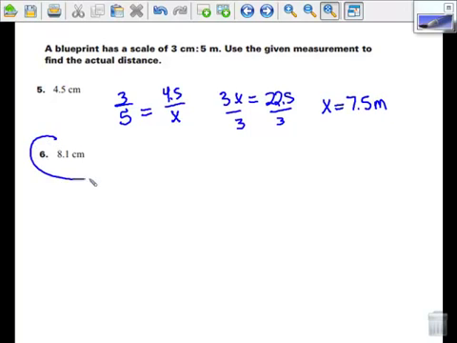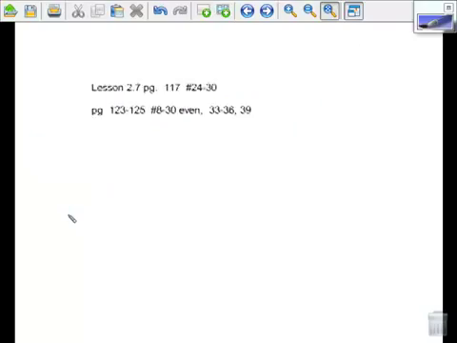And again, just like with the earlier problem, I want you to go ahead and come in with this example 6 completed. I want to know how many meters according to this scale if you have 8.1 centimeters. That's it as far as the notes are concerned. So make sure that you come in with those completed, with those additional 2 problems finished as well.